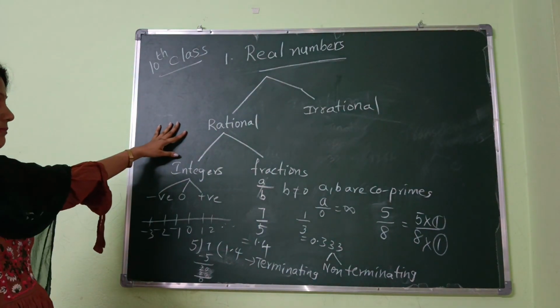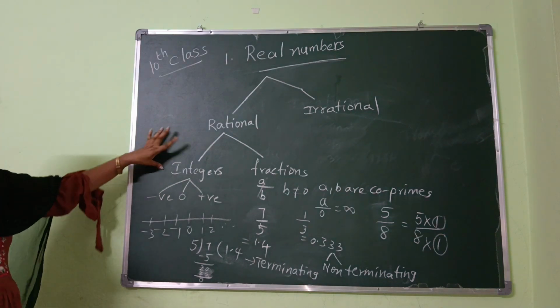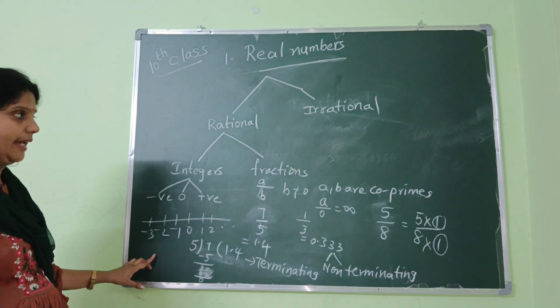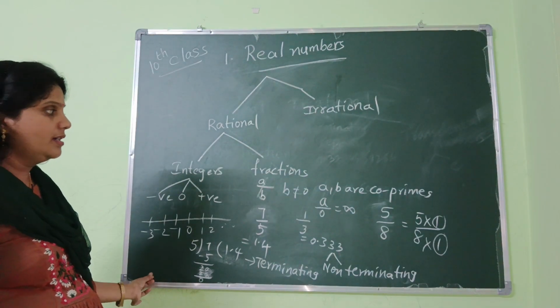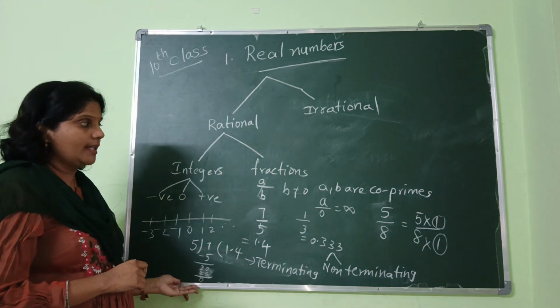So what are rational numbers? Rational numbers will again be divided into two kinds, integers and fractions. What are integers? 0, positive numbers and negative numbers. Now what is a fraction? A fraction looks like a by b, where b is not equal to 0 and a comma b are co-primes.